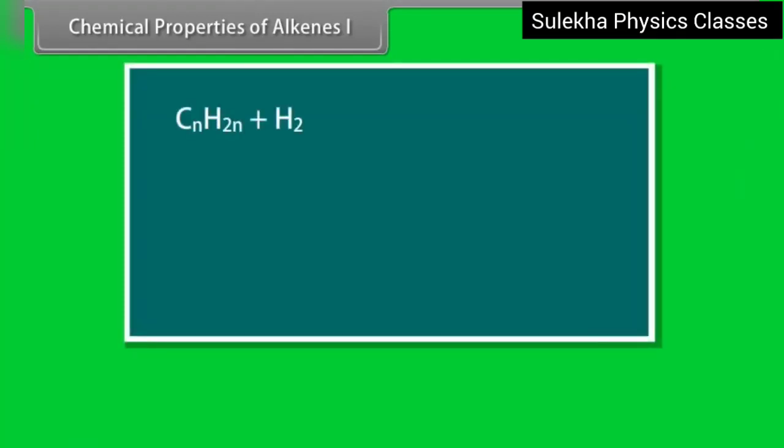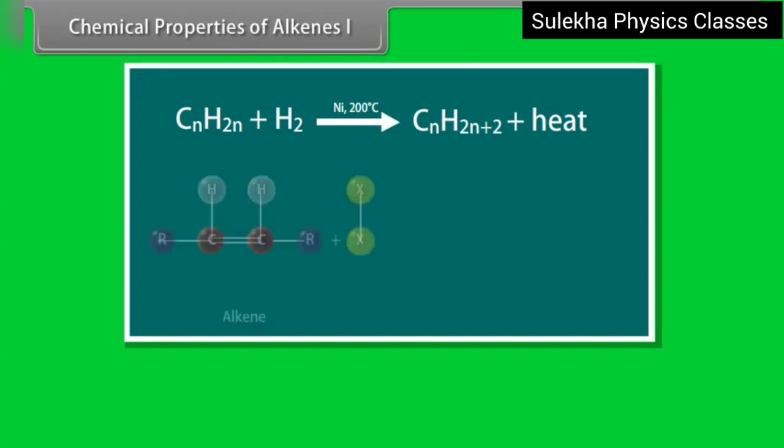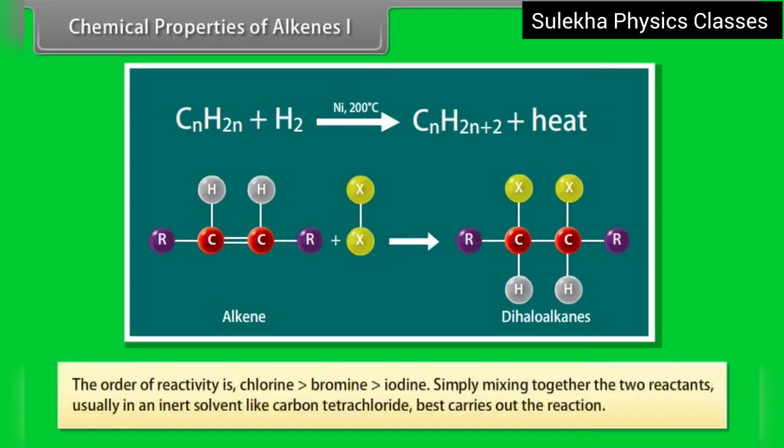Addition of hydrogen. Alkenes add hydrogen in the presence of platinum or nickel catalyst to form alkanes. The reaction, termed hydrogenation, is an exothermic reaction. Addition of halogens. Alkenes react with halogens to form dihaloalkanes. The order of reactivity is chlorine greater than bromine greater than iodine. Simply mixing together the two reactants, usually in an inert solvent like carbon tetrachloride, best carries out the reaction.